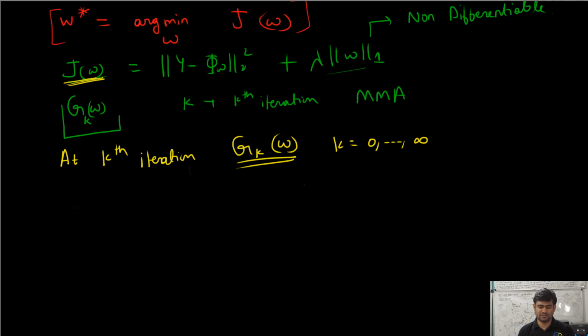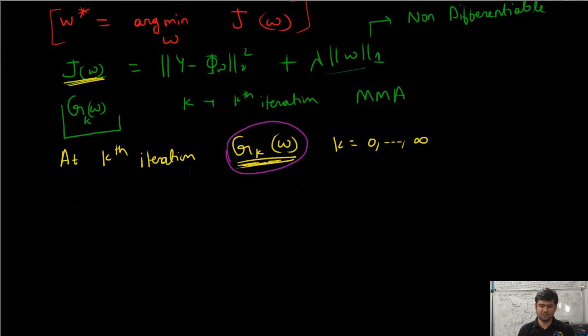And to be able to do this, this function g of k has to satisfy some properties. So how do we derive this function g of k? We'll now discuss the majorization minimization algorithm first. We'll discuss what the constraints on this function g of w are, and then we will write the pseudocode of the majorization minimization algorithm, which will lay the foundation for deriving the STYLE algorithm.